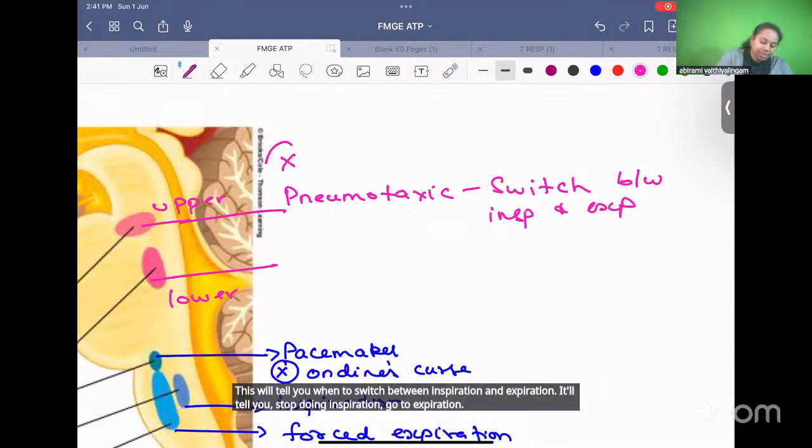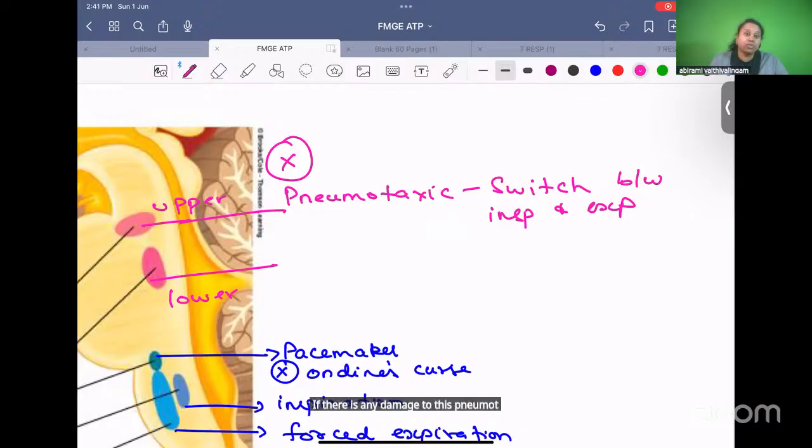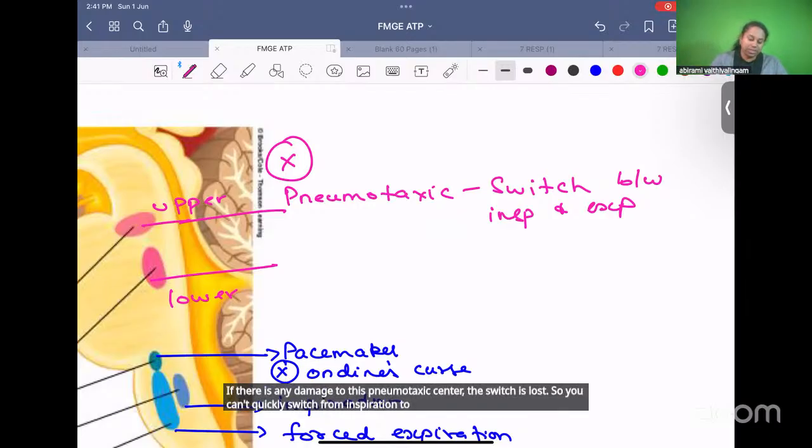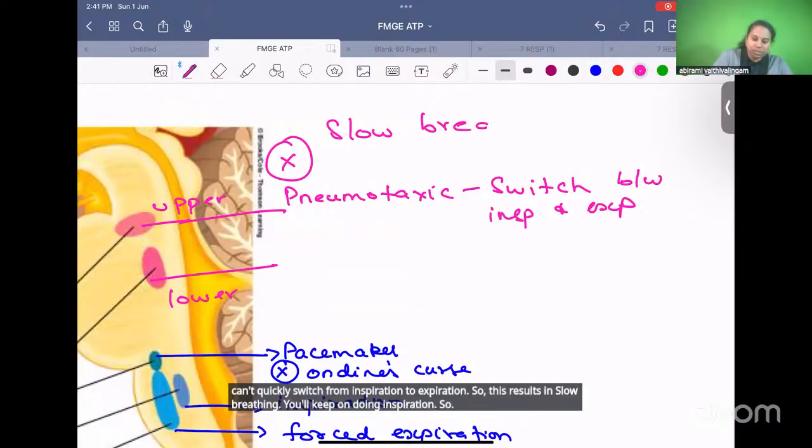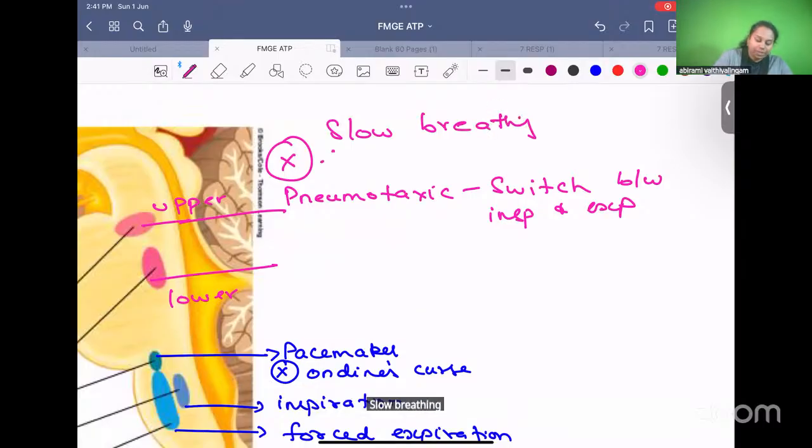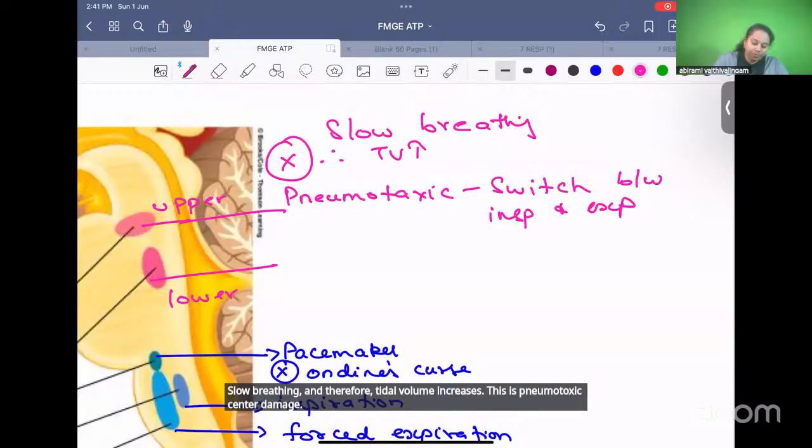If there is any damage to this pneumotaxic center, the switch is lost. So you can't quickly switch from inspiration to expiration. This results in slow breathing. You will keep on doing inspiration. So breathing slows, and therefore tidal volume increases. This is pneumotaxic center damage.